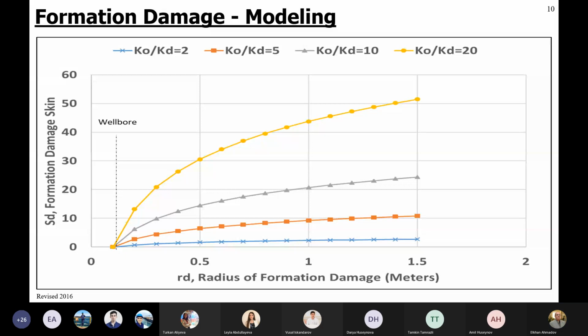Okay. Yes, so I got your point. Okay, so here the most important thing is the severity of damage, how much the permeability is damaged or reduced, and then the radius of the damage, how far this damage is distributed in the wellbore.